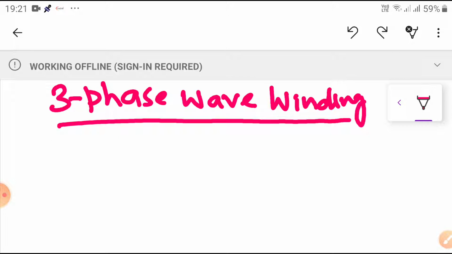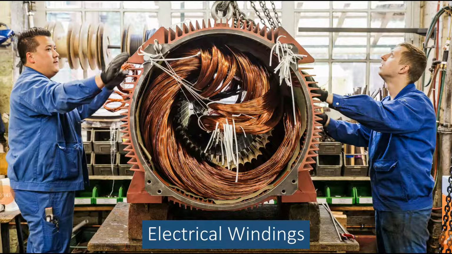Before going to study our three-phase wave winding, let us recollect what we have seen in previous classes at a glance. This is one electrical machine which consists of armature coils. You can see how big its size is.